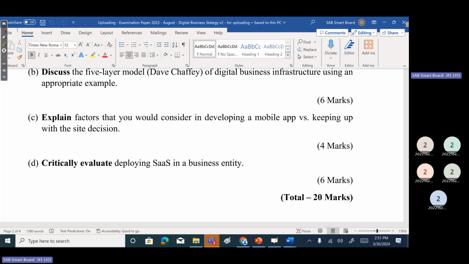Then critically evaluate deploying SaaS in a business entity. What is SaaS? It's not the dangerous respiratory disease like COVID-19, that's SARS. This is SaaS. SaaS is what? Software as a service. And I took the example of cloud accounting software. What are the advantages as well as disadvantages? Did we discuss it? No.